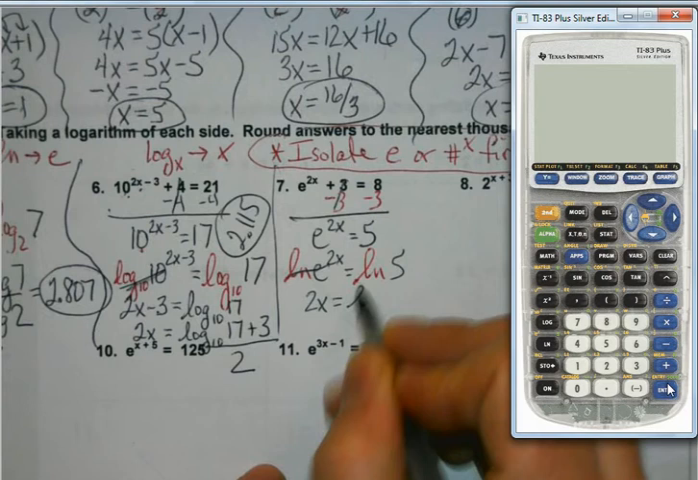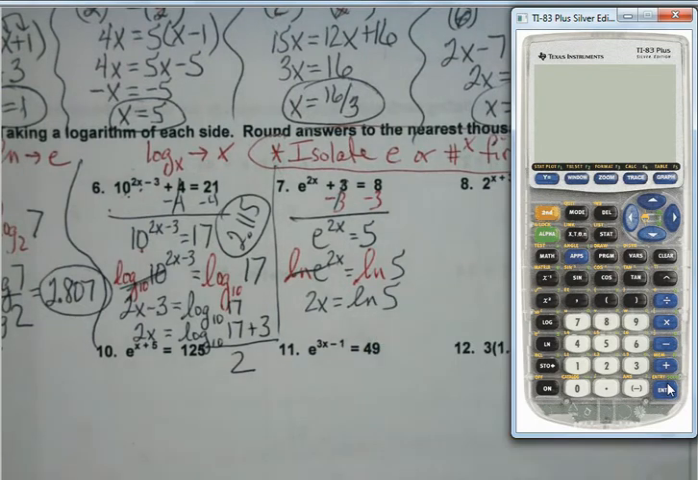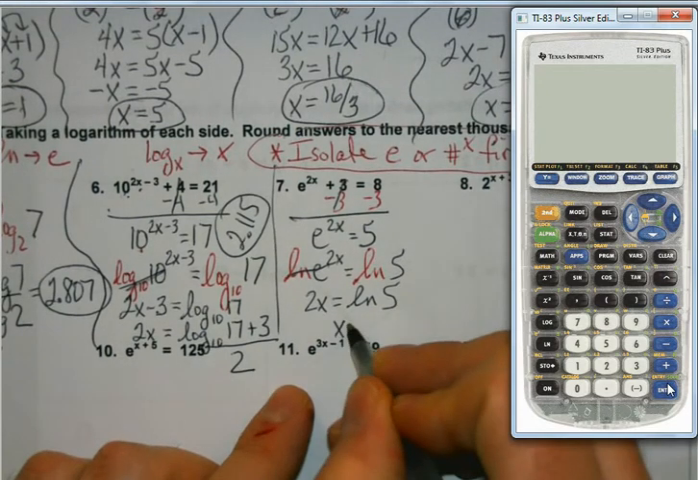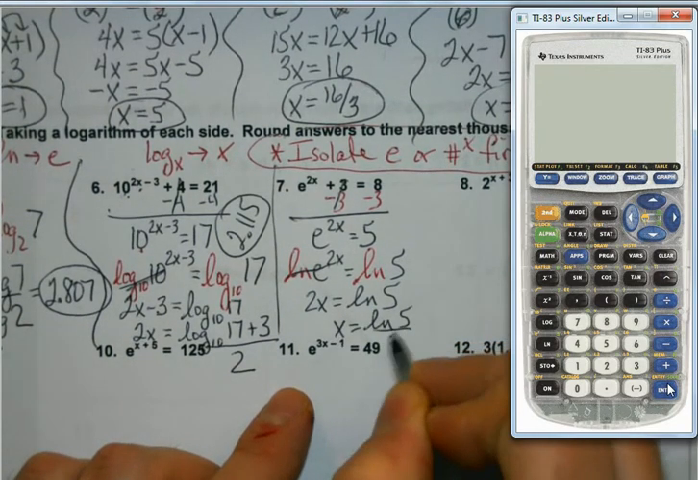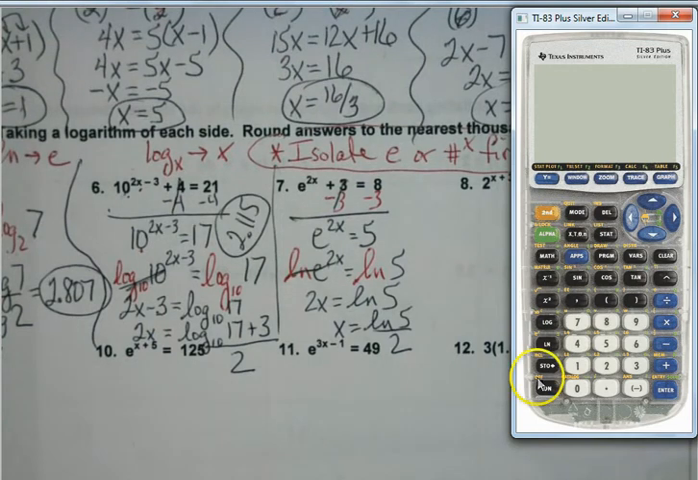Don't start rounding yet. We never do anything with the rounding until that very last step. So I'm just going to leave that as the natural log of 5. And then my last step is to divide by 2. And this is the point where I can say, all right, natural log of 5, make sure I close my parenthesis, divided by 2. So if I'm going to the thousandths place, what's this going to round to? 805. Okay, 0.805.